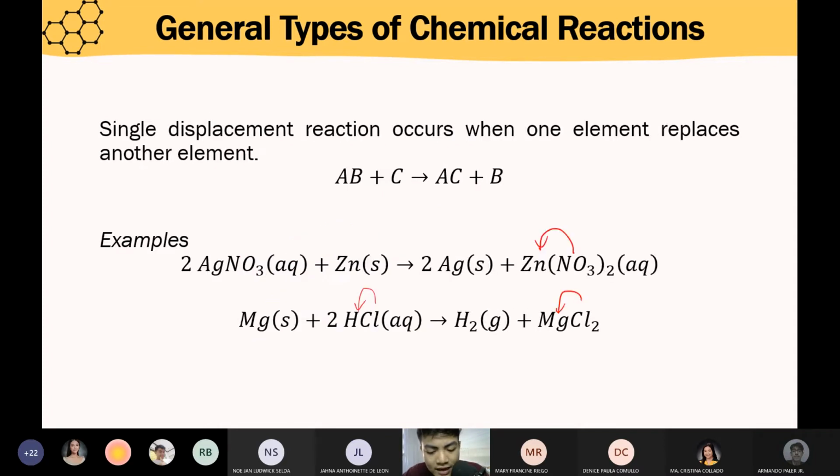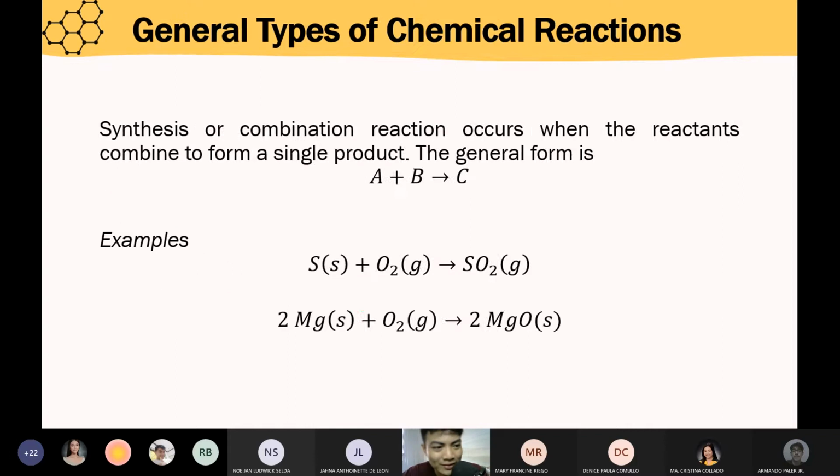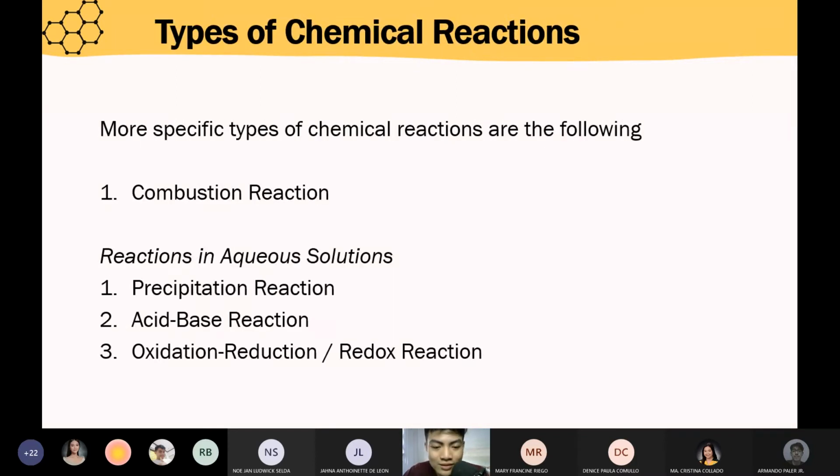So again, this is very high school. Napaka-high school ng lesson natin right now. However, sabi mo nga, kung high school tayo, tapos na tayo sana ngayon. Pero hindi. We are college students, so we have to discuss more types of chemical reaction. If you are from STEM background, maybe na-discuss na to sa inyo.